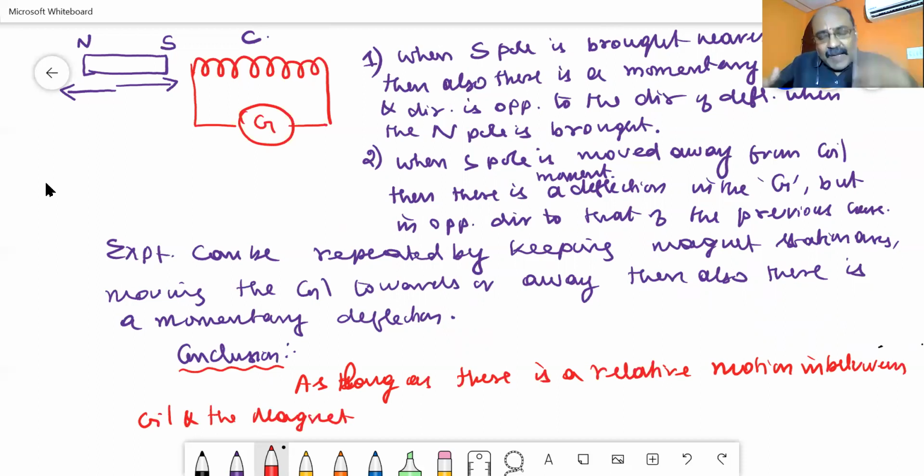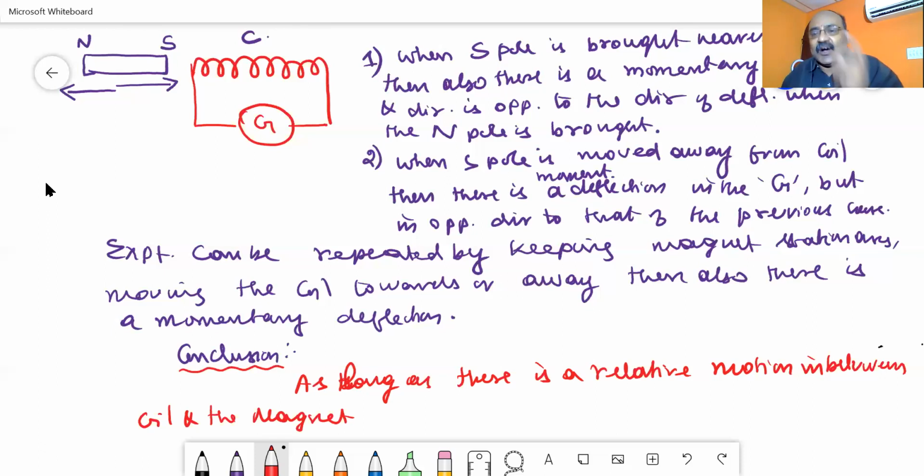With respect to the magnet, the coil should move, or with respect to the coil, the magnet should move, or both can move. If either the magnet or the coil moves, or both of them are moving, then we say that with respect to one another, both are in motion: with respect to the coil, the magnet is in motion, or with respect to the magnet, the coil is in motion.